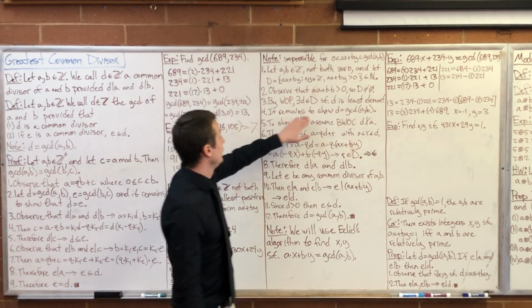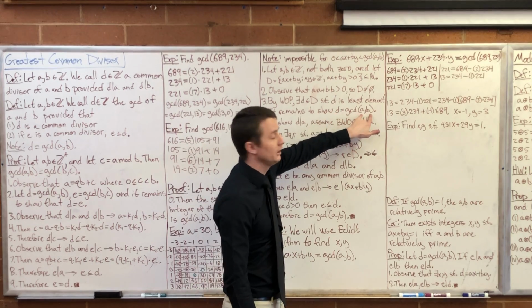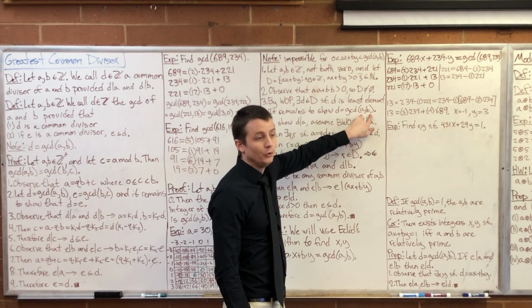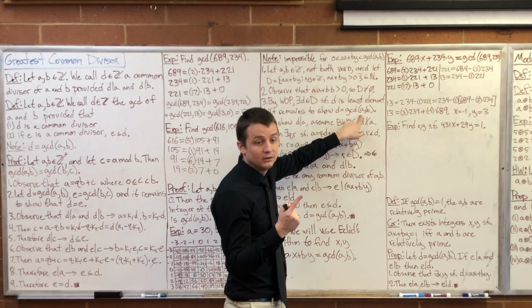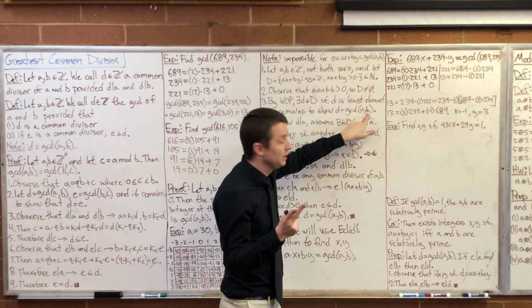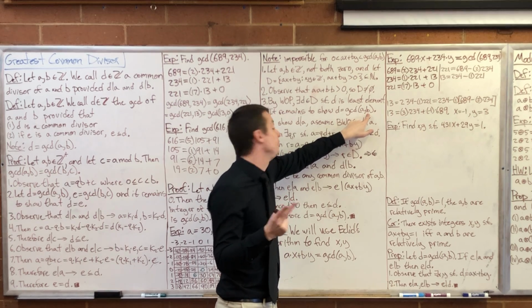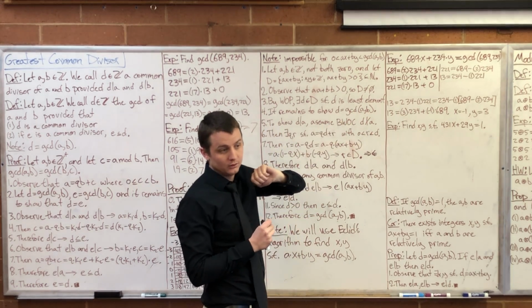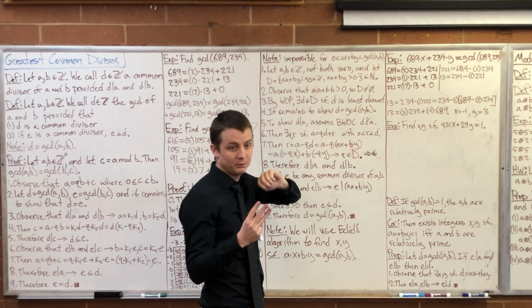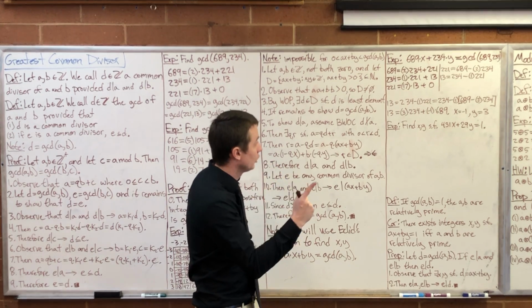Now it remains to show that d is the GCD of A and B. We need to show three things. We need to show that d divides A, we need to show that d divides B, and then we need to show if something else divides A and B, it's less than or equal to d. Those are the three things we need to show. You with me? So first I'm going to show d divides A.